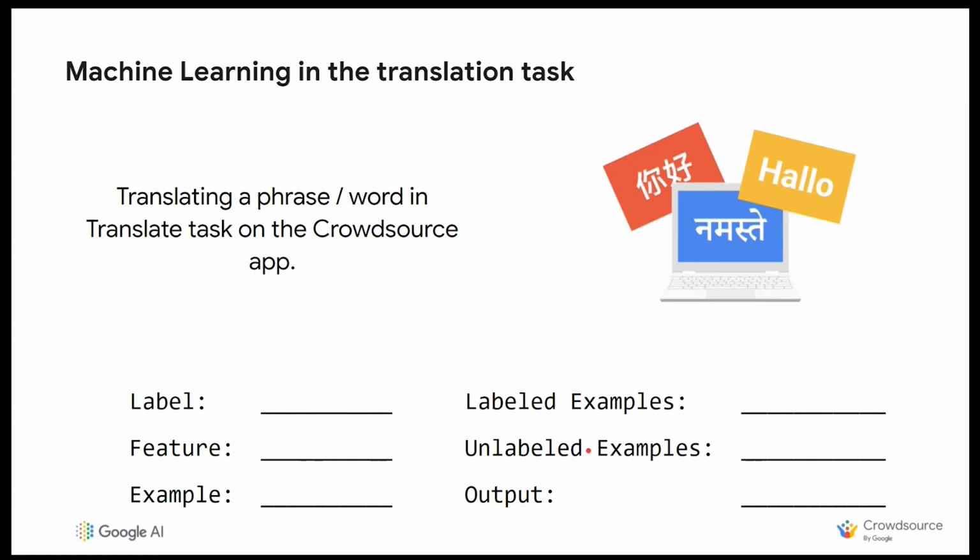And what is the output for this? It is similar to this example. If we take a word, then the output would be a word. If we take a phrase, then the output would be a phrase. So we are done with the examples.